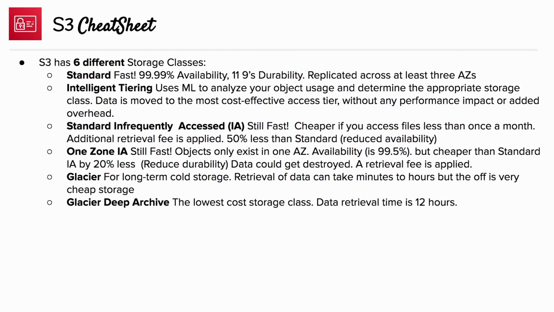And the last thing is our storage classes, and we have 6 different kinds of storage classes, starting with standard, and that's the default one, and it's fast. It has 99.99% availability, 11 9's durability. You access files within milliseconds, and it replicates your data across at least 3 AZs.